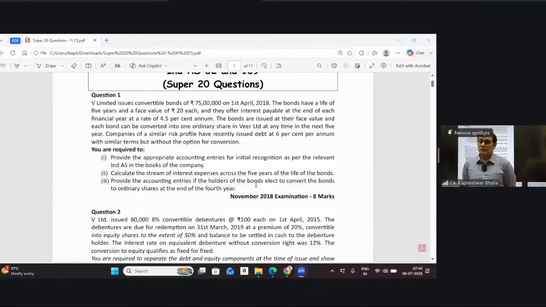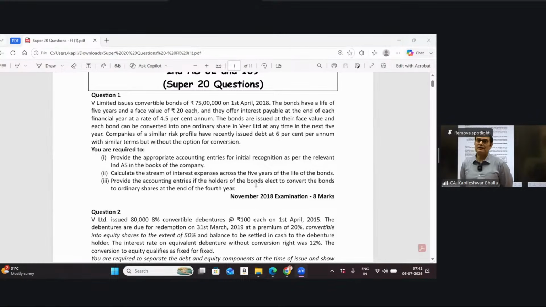And I think you would recall just a couple of minutes back, I made an observation that generally, if the question gives you the interest rate on a non-convertible instrument, that is indirectly giving you a hint that this is a compound financial instrument. The company is paying a coupon rate, an interest rate of 4.5%, whereas the rate on a non-convertible instrument is 6%. You're required, number one, to provide the appropriate accounting entries for the initial recognition as per the relevant Ind AS in the books of the company.